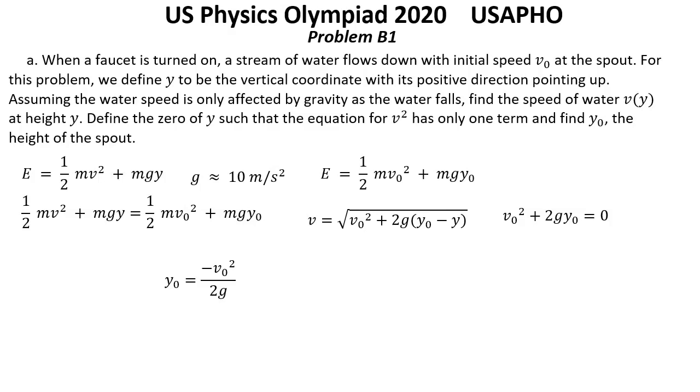With this choice of the 0 of y, the equation for v simplifies to v equals the square root of negative 2gy. We know that the result of this equation is real because y is less than 0 at the spot and decreases as the water falls. So this equation shows that v is real and increases as the water falls. That was the solution for question A.